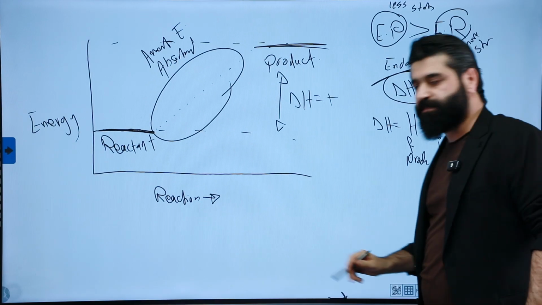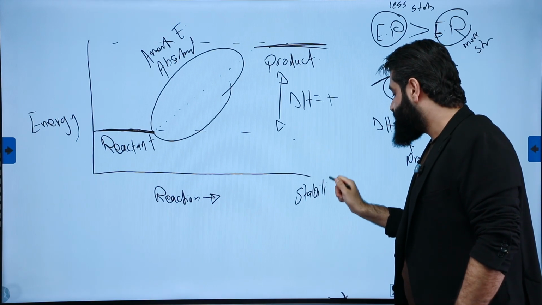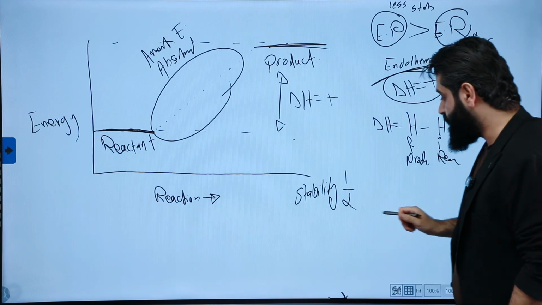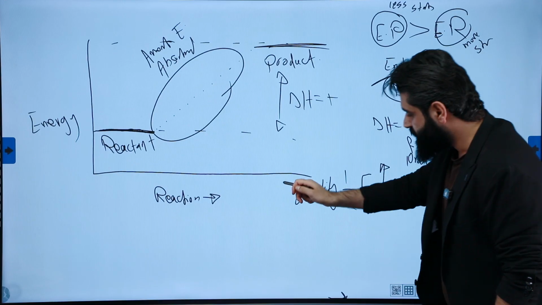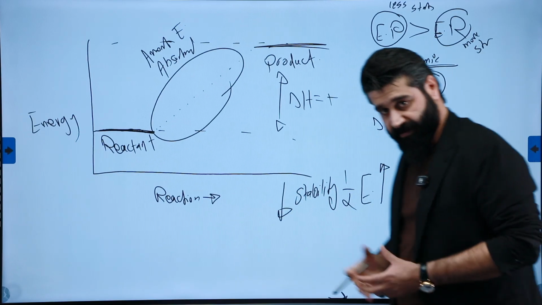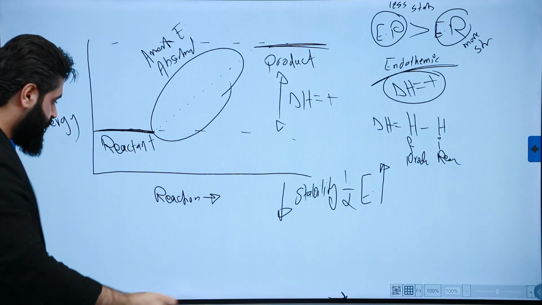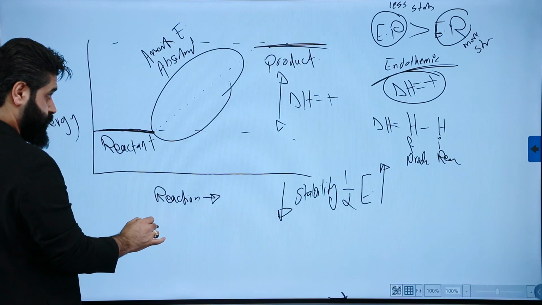So what's the relation between the stability? Stability is inversely proportional with the energy. As the amount of energy is increased, stability is decreased. It's like this. Good? Look. So now for this reaction.